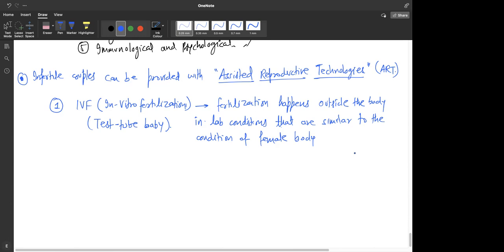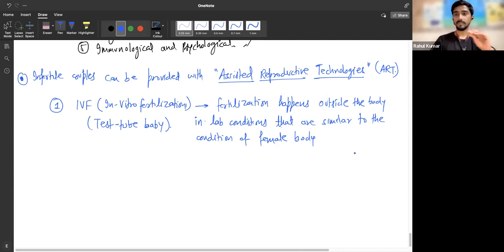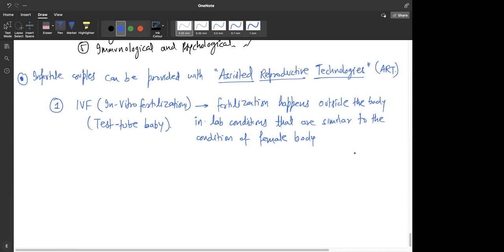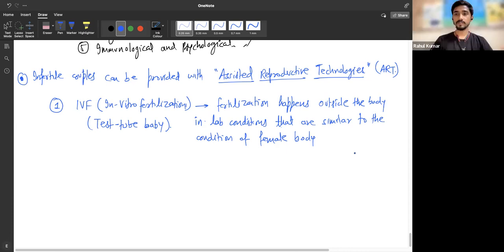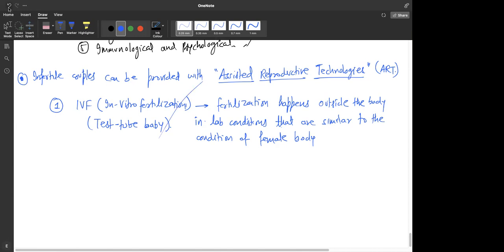Can life be produced there? Life cannot be produced there, but artificial intelligence can be produced in silico, or software programs like Siri and Alexa, they are also produced in silico, right?